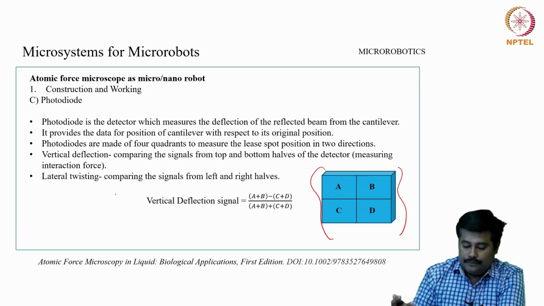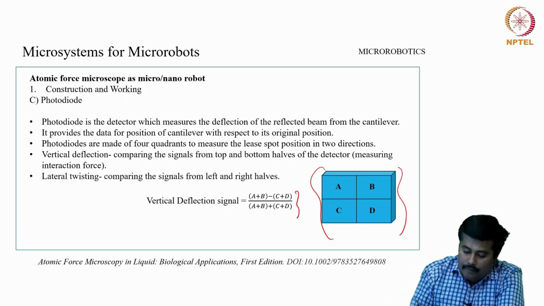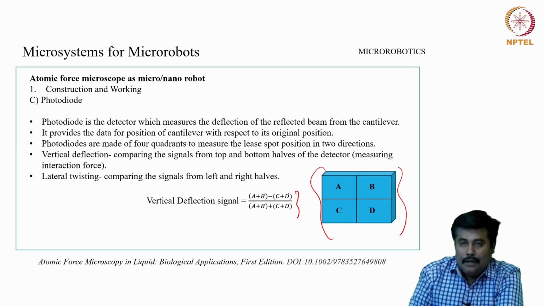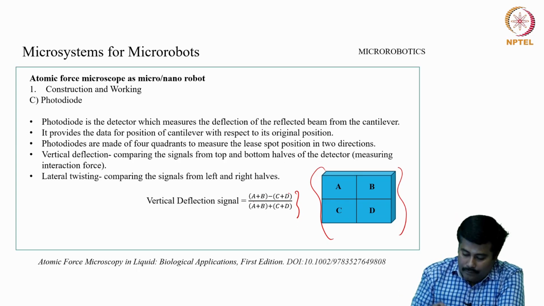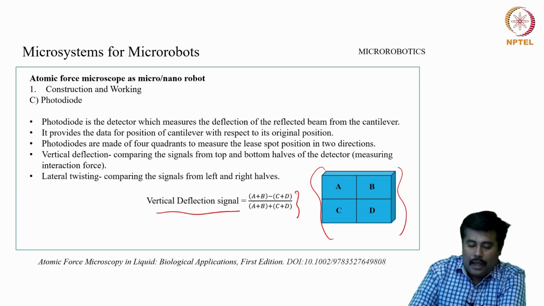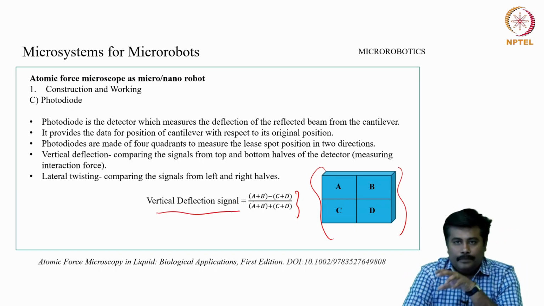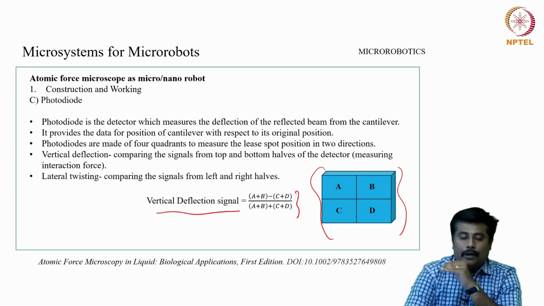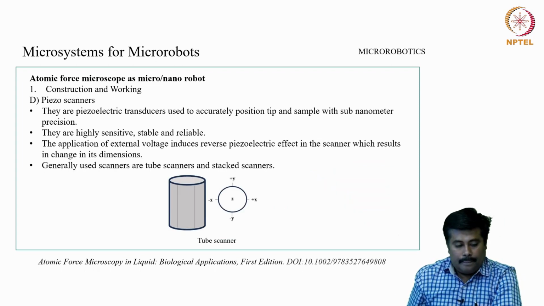When we consider the vertical deflection signals, we have (A plus B) minus (C plus D) as a ratio of A plus B plus C plus D. Ideally, this will act as a mechanism to investigate the overall reflected signal which is coming out of the cantilever.